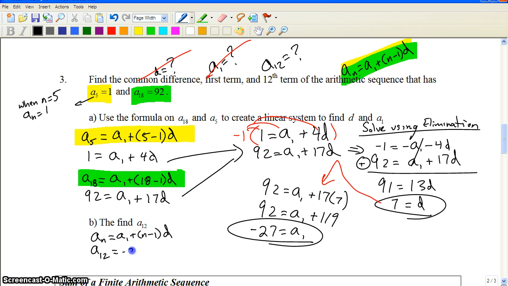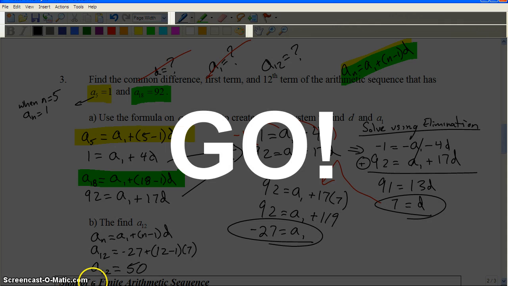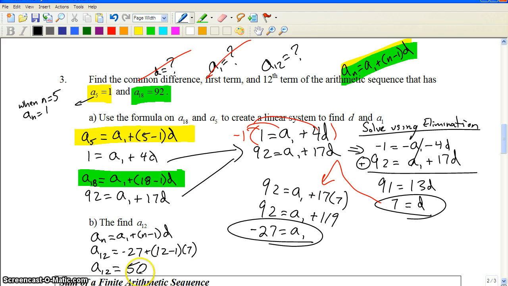We know a sub 1, so we write that in there. We know what n is. It's going to be 12. We know what d is. It's going to be 7. Now we can do that calculation, which happens to be what, guys? It happens to be 50. So now we have answered all of our questions, and then we rejoice. Woohoo! We're winners. We did it. Good job.